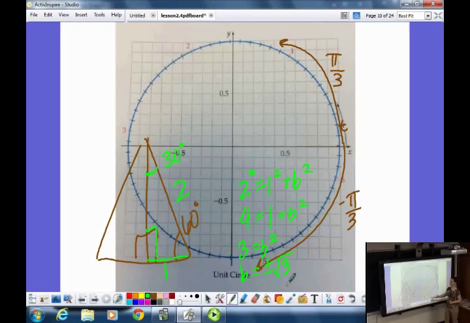But then which of the values do I take? The plus radical 3 or the minus radical 3? For this side length, which one do I want? Plus, because distance is always positive. Right. So this is radical 3.